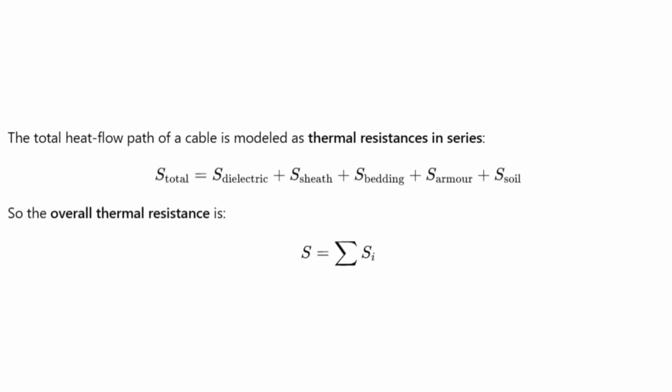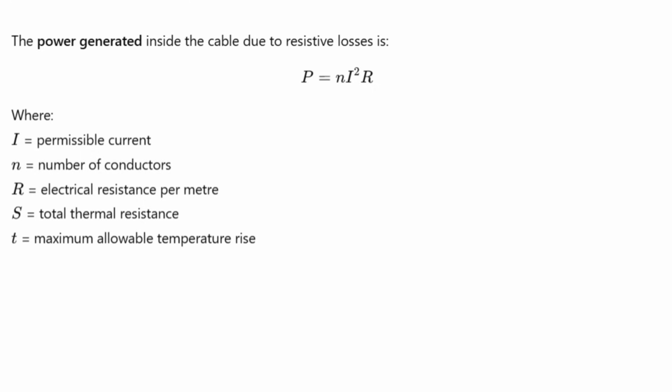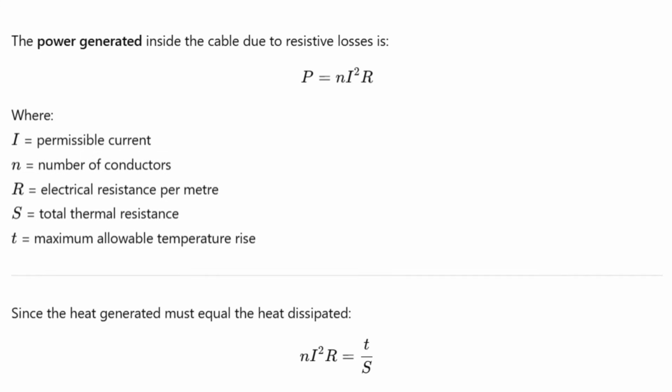all these individual resistances. So if I denote the permissible current by I, the number of conductors by N, the electrical resistance per meter of the conductor by R, the total thermal resistance by S, and the maximum allowable temperature rise by T, then the power generated inside the cable due to resistive losses becomes N multiplied by I squared multiplied by R. This power must equal the temperature rise divided by the total thermal resistance, which can be expressed as T divided by S. So, equating these two gives N I squared R equals T divided by S.